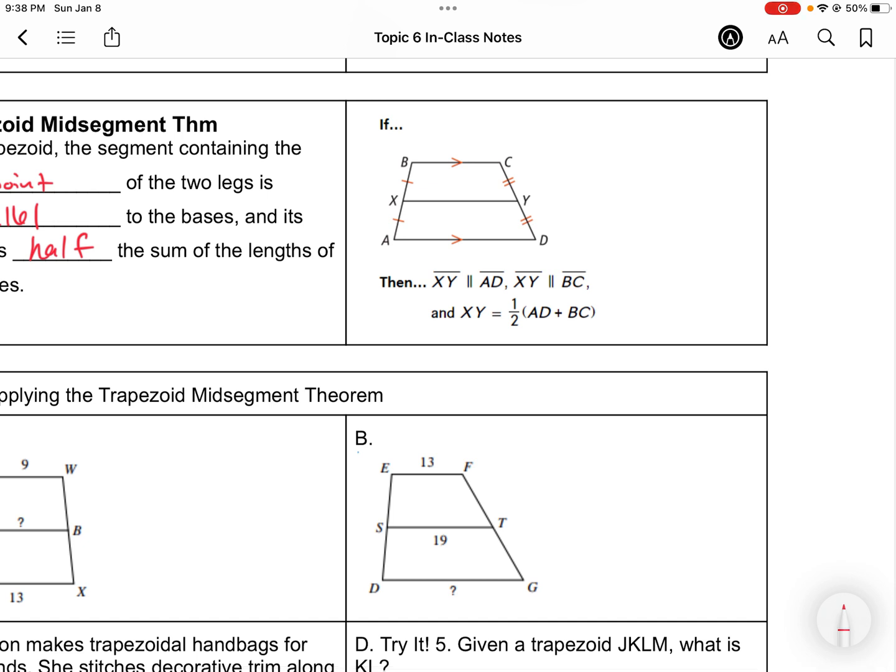So when I mark X as the midpoint of AB, it's exactly in the middle, and Y is the midpoint of CD, that makes this segment XY something called the mid-segment. Mid-segment, it goes exactly in the middle of that trapezoid. And what happens is it is also parallel to the other two bases, BC and AD. And its length is half of the sum of the bases, AD plus BC.